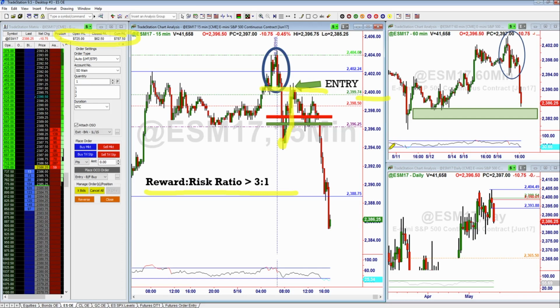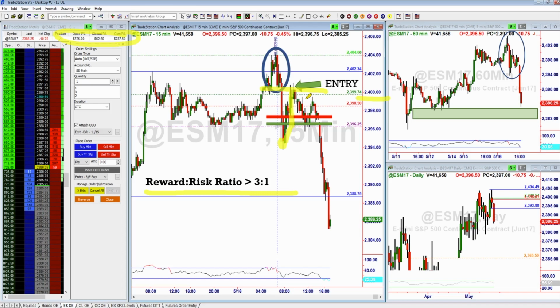The size of the drop is something that we pay attention to as well. This move away from this level showed us that there were sellers up in this area above 2400, and that we could potentially see further weakness.